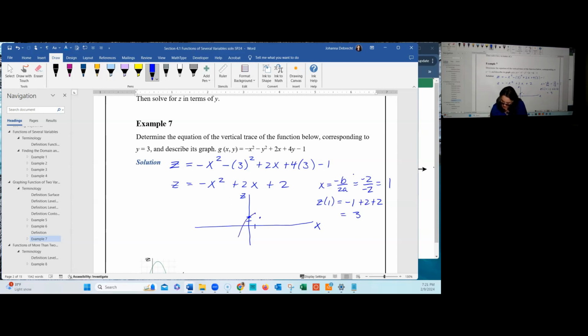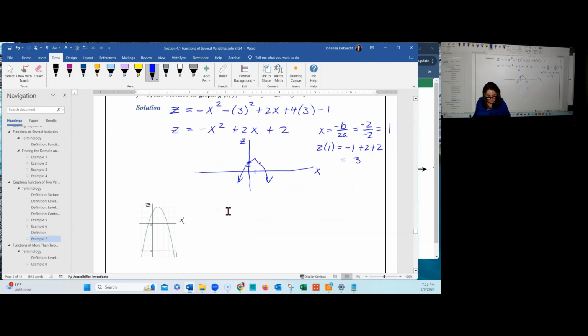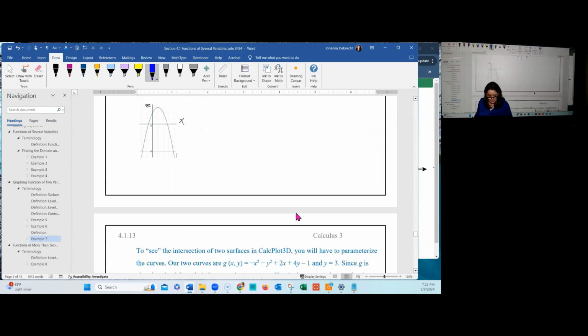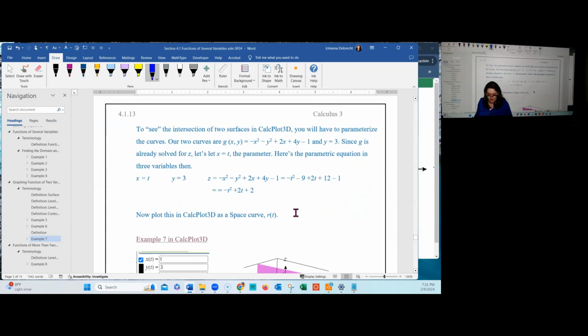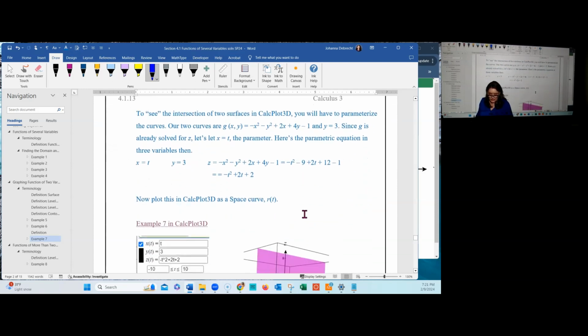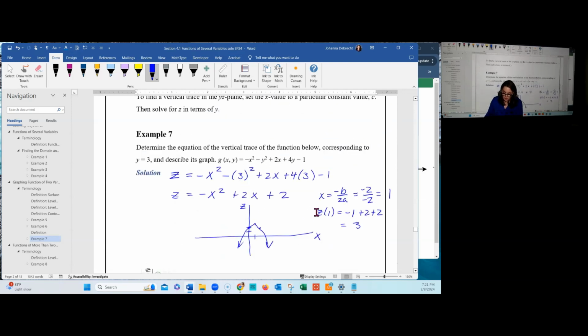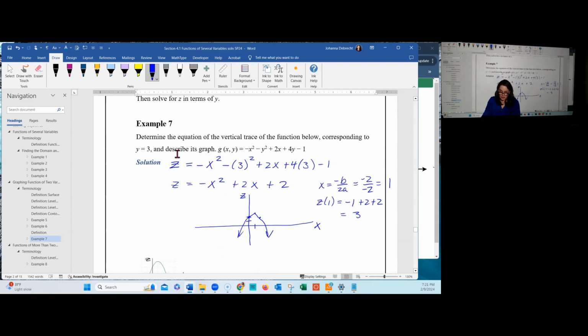And then it's coming down like this. Hand drawing is not nearly as good as using Desmos or some other grapher, so you can see the actual picture right here. Now, to see the intersection of two surfaces in CalcPlot 3D, you will have to parameterize. So we want to describe the graph of what this looks like. All right, so it's not a level curve, it's a trace.